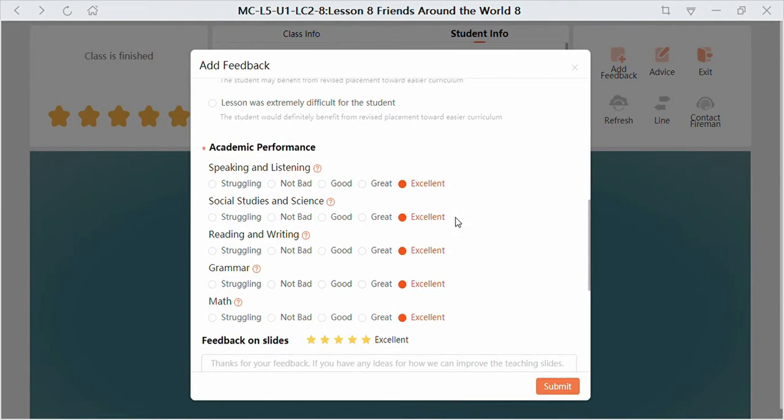And then you have academic performance. So it breaks it down usually into speaking, listening, social studies and science, reading and writing, grammar, and math. So if they're struggling with speaking, you put struggling, or if you put reading and writing, don't be afraid to come over here and put, okay, this student's struggling in grammar, or something like that. This student did pretty well today, so I put excellent on everything.